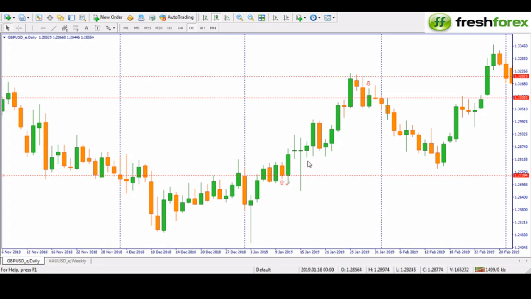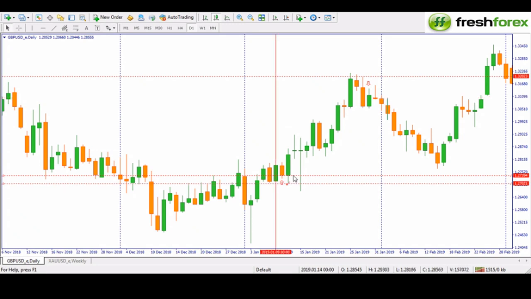To sell on that green candle, you have your stop loss below the low of the mother bar, which is this. This is the mother bar. You have your stop loss below it. Then your take profit needs to be the distance between where the stop loss is and where you entered. You use that as the take profit.